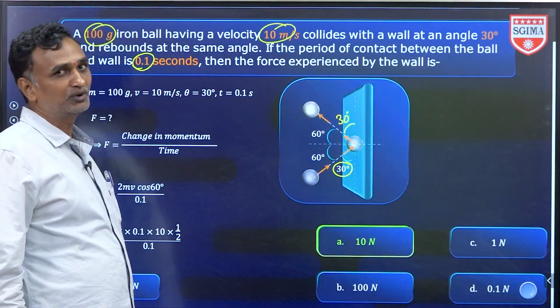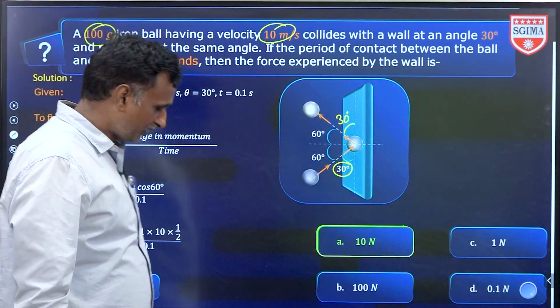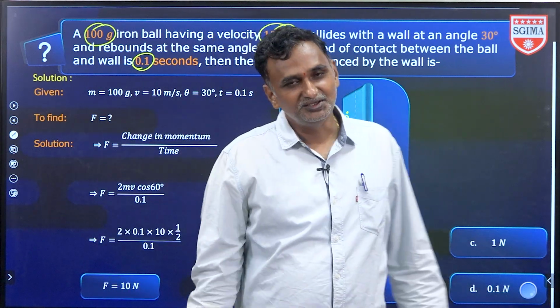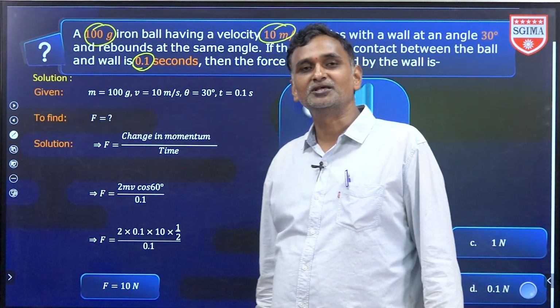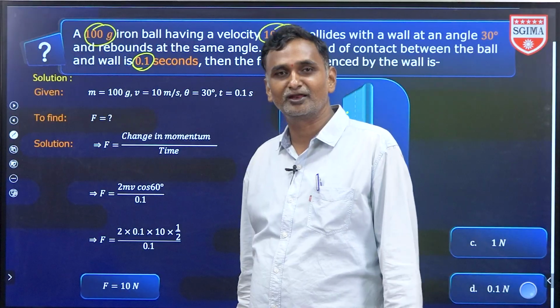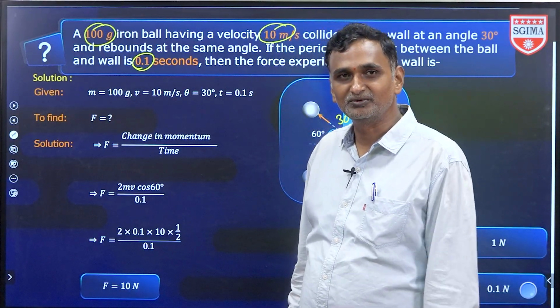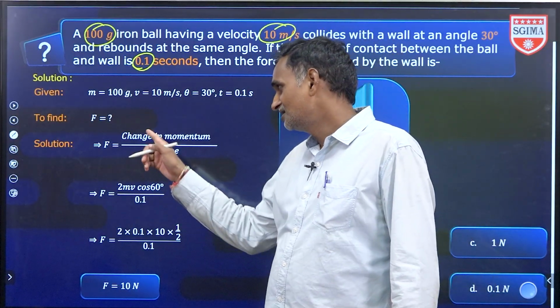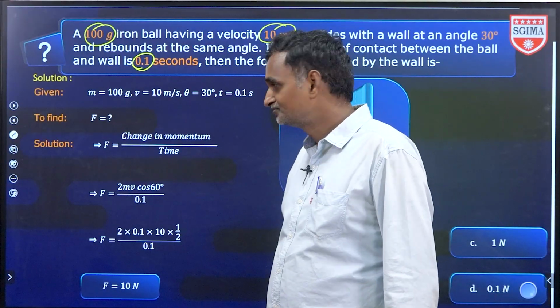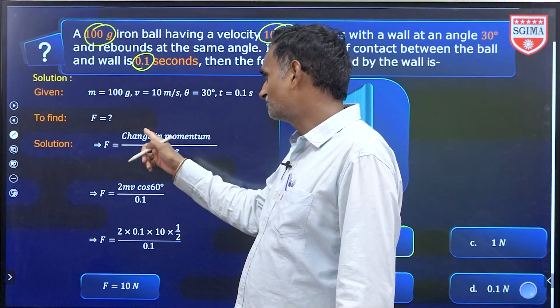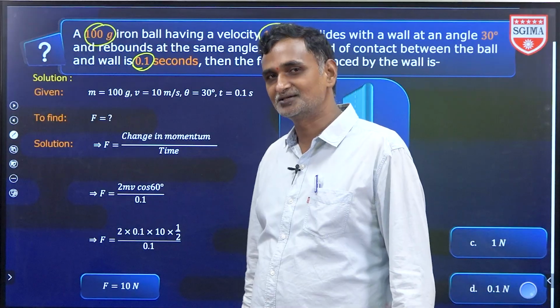the wall? Generally, according to Newton's second law, F is directly proportional to dp by dt. The constant will be taken as 1. So F equals dp by dt, we will write. That is change in momentum by time. Now the change in momentum, just now we have seen in the last slide.